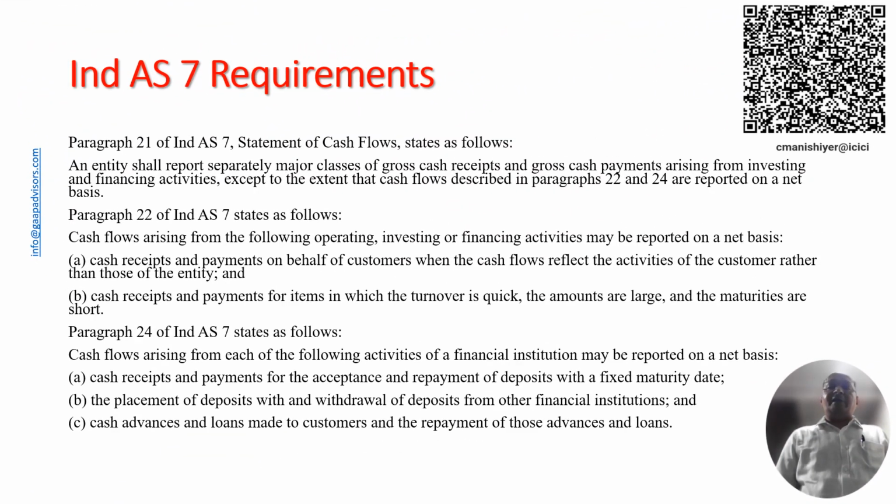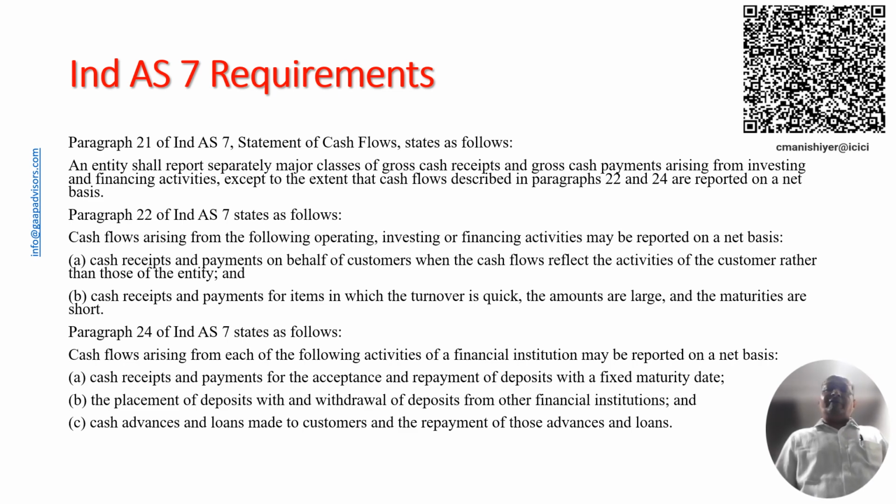Paragraph 21 of Ind AS 7 Statement of Cash Flows states as follows. An entity shall report separately major classes of gross cash receipts and gross cash payments arising from investing and financing activities, except to the extent that cash flows described in paragraphs 22 and 24 are reported on a net basis. Therefore, the company must present cash inflows and cash outflows from investing activities separately on gross basis unless the exceptions in paragraph 22 and 24 of Ind AS 7 apply.